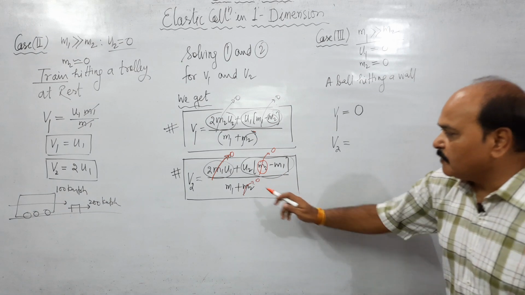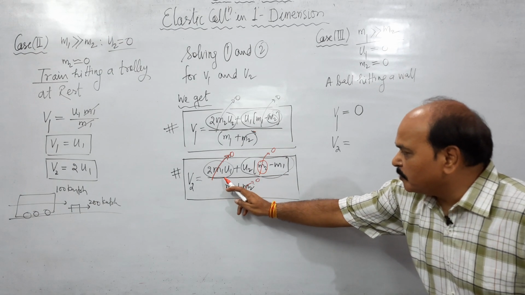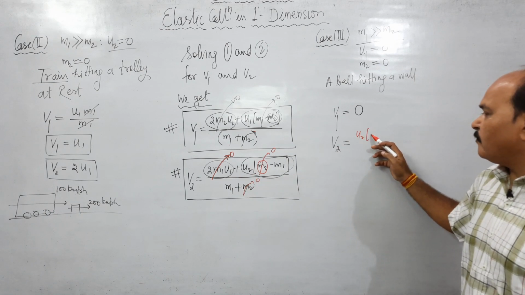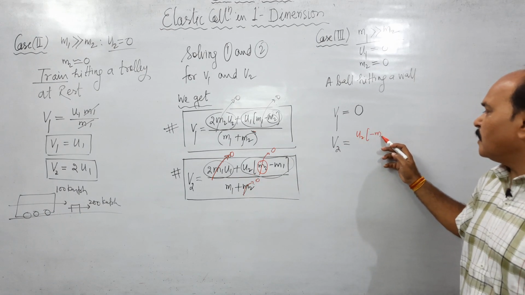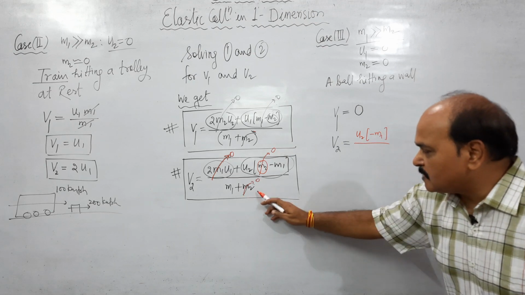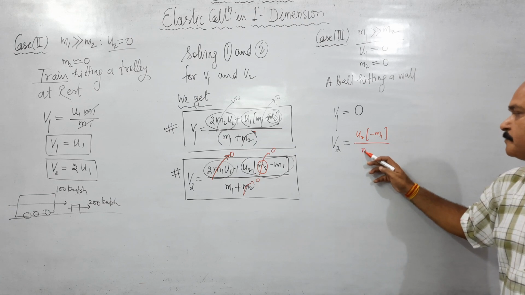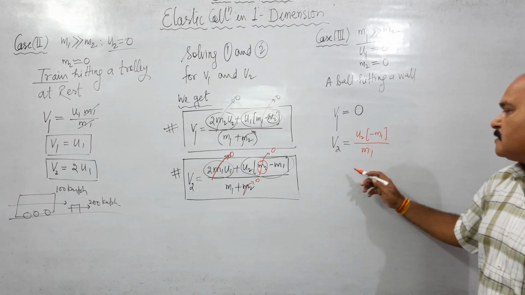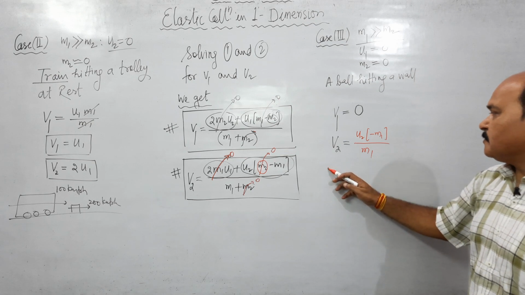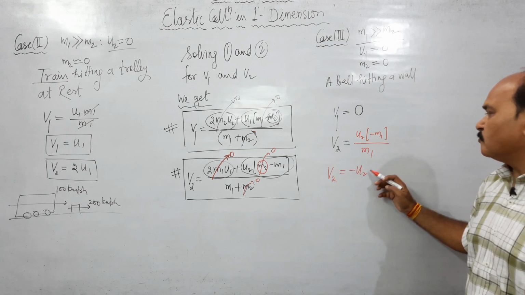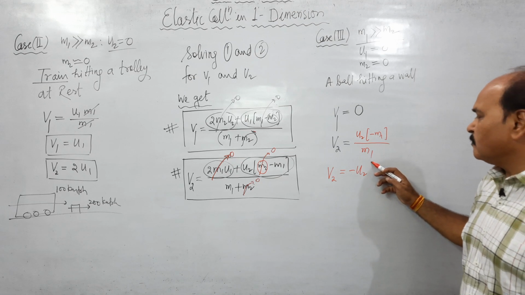So what are we left with? In the numerator we have u2, and in brackets we have minus m2, m1. And in the denominator we have m1 plus m2, where m2 is 0. This is m1. You can see that m1 cancels out. This simply means v2 is going to be minus u2. v2 is equal to minus u2.